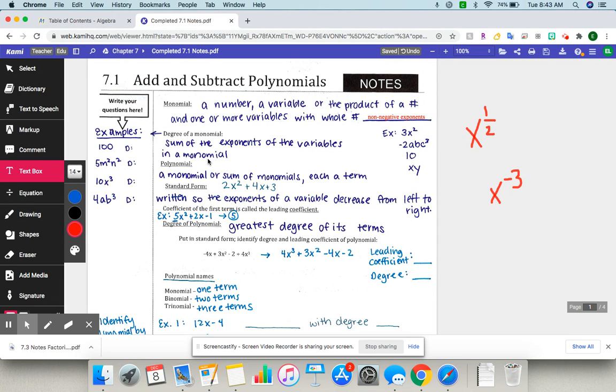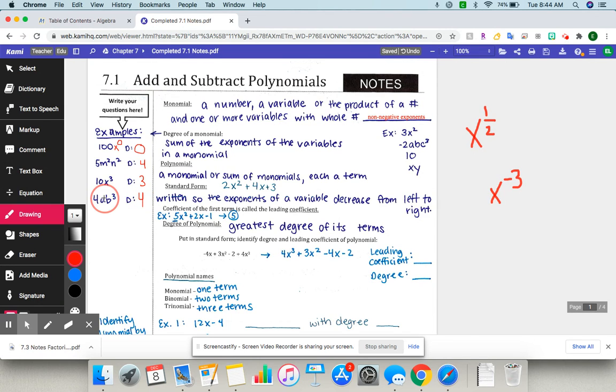Next, we can identify the degree of a monomial based on the sum of the exponents of the variables. So to the left, you see 4 different examples. Now, the number 100, this would be degree 0, since we could put a variable here, but it would be to the 0 power. In the second example, notice our exponents add up to 4, so this would be degree 4. In the third example, this is degree 3. And in the last example, this is also degree 4 because of this invisible 1 exponent.